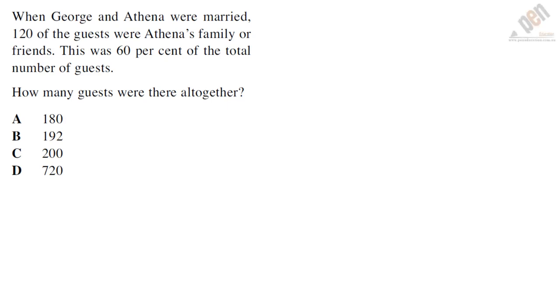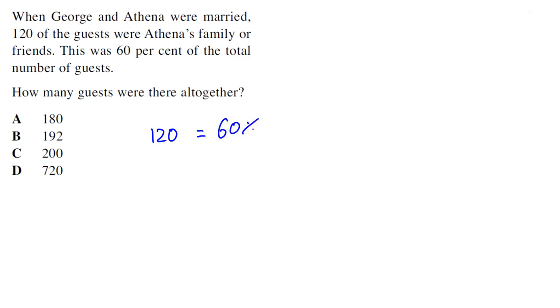When George and Athena were married, 120 of the guests were Athena's family or friends. This was 60% of the total number of guests. How many guests were there altogether? Okay, so first let's write down what we know. That 120 guests was equal to 60% of the total number of guests.